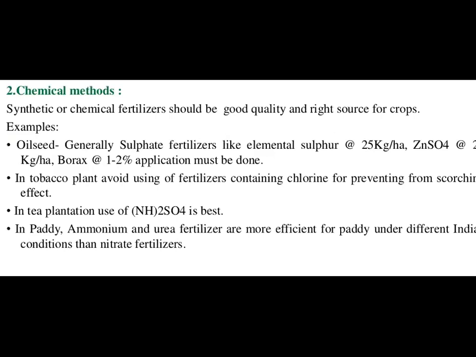Then chemical methods. Synthetic or chemical fertilizer should be of good quality and the right source for the crops. Examples, oilseeds, tobacco. For the tobacco plant, avoid using fertilizers containing chlorine to prevent scorching effect. In tea plantation, use of ammonium sulfate is best. In paddy, ammonium and urea fertilizers are more efficient under different Indian conditions than nitrate fertilizers.